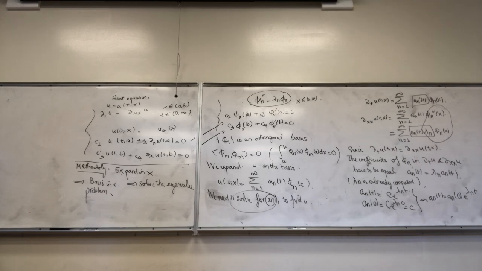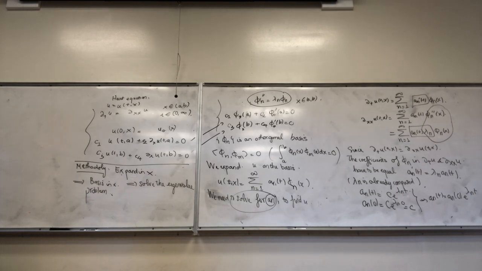Well, we know that a_n(t) is equal to c e^(λ_n t), but it's also equal to... I'm sorry, I can't think right now, hold a sec. Brain's not working. Yes? Could we not use the original idea of orthogonality and find the inner product?